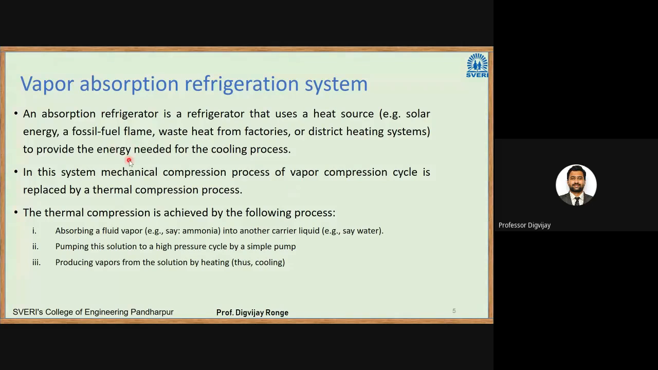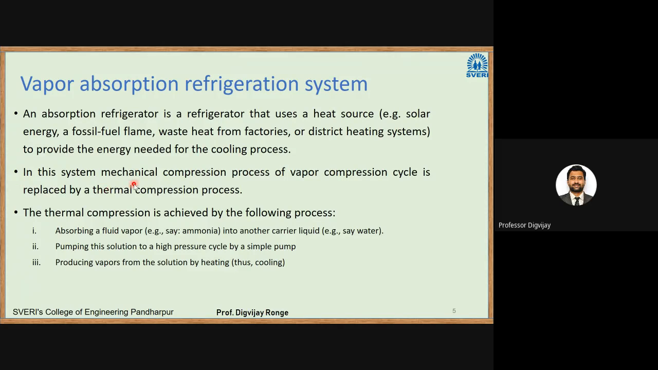So I'll read it. An absorption refrigerator is a refrigerator that uses a heat source, for example solar energy, a fossil fuel flame, waste heat from factories, or a district heating system, to provide the energy needed for the cooling process. So in case of VCRS, we need electrical energy. In case of vapor absorption, we can take it either from solar, from fossil fuels, or from waste heat.